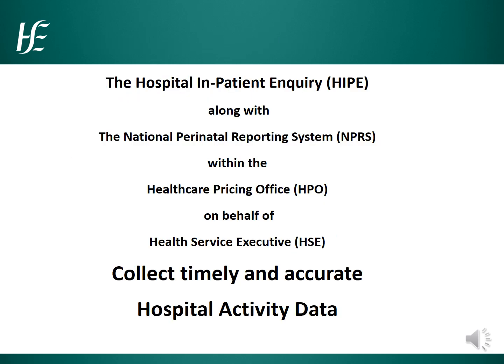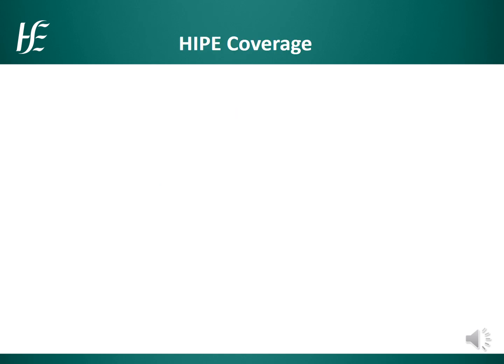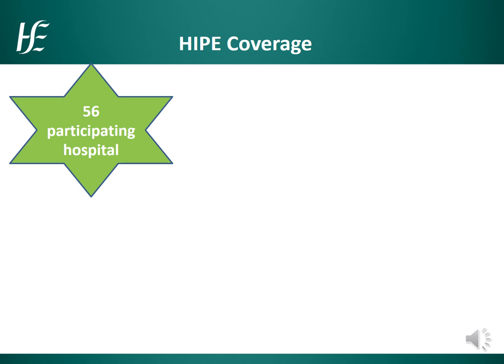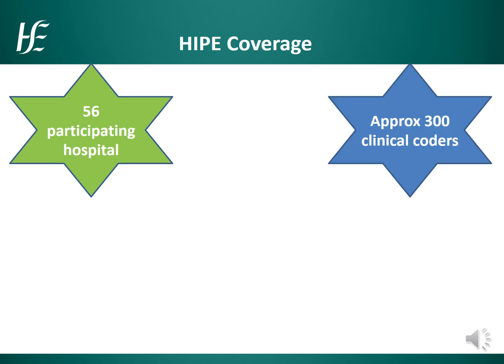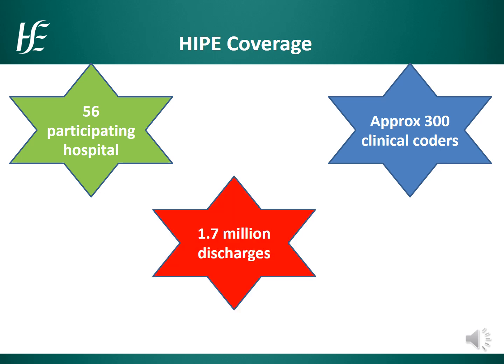In essence, in relation to HIPE and the NPRS, the HPO is responsible for the collection of timely and accurate hospital activity data on behalf of the HSE. There are approximately 56 hospitals participating in HIPE in Ireland, around 300 clinical coders who capture over 1.7 million inpatient and day case discharges annually. Over 99% of all discharges are included in the national file each year.